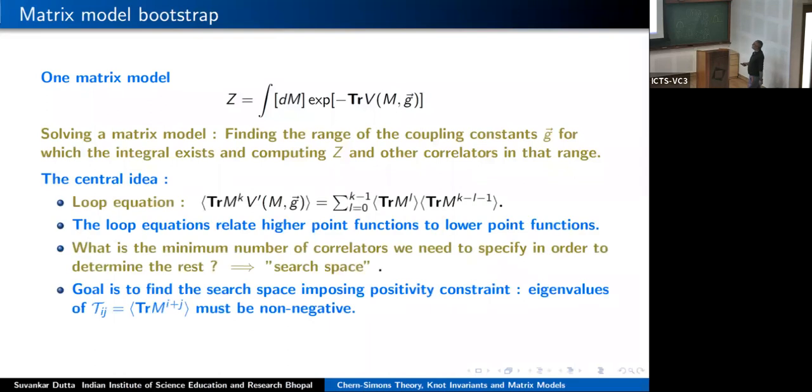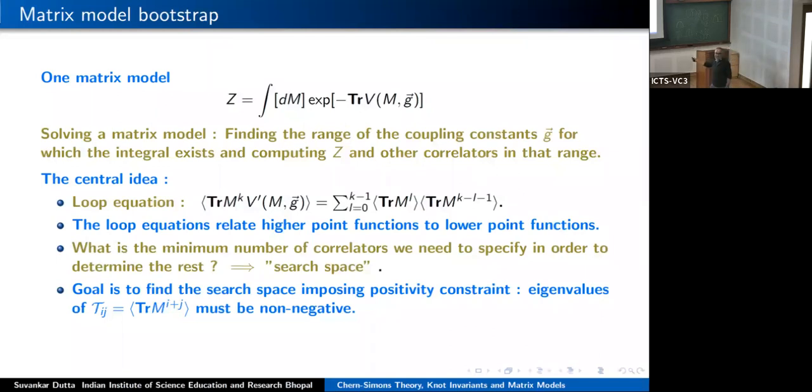So what is the central idea for this matrix model bootstrap? From this partition function, you can show that you can write a loop equation. This loop equation is like a recurrence relation. All the higher point correlation functions, you can write in terms of lower point correlation functions. That is the standard loop equations in any matrix model you can write down. So therefore, if I give you some basic lower point correlation functions, then using this loop equation, you can find all the higher point correlation functions. Okay.